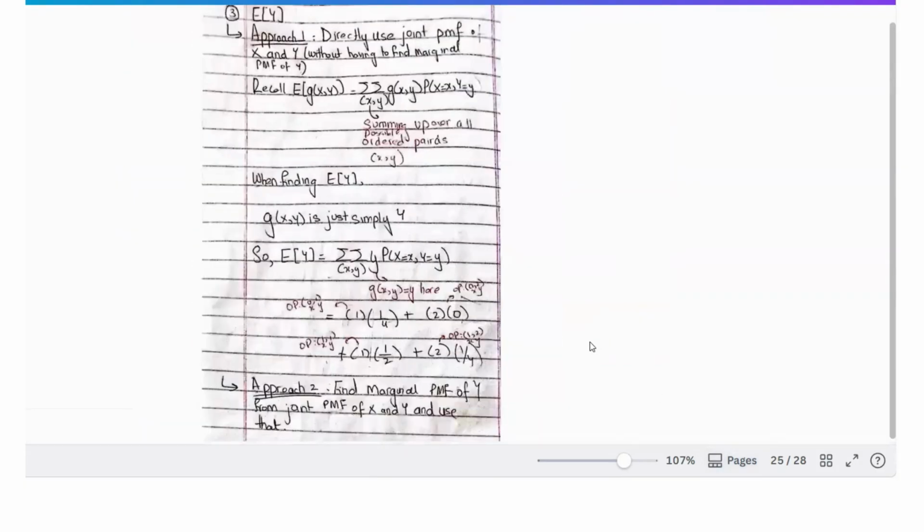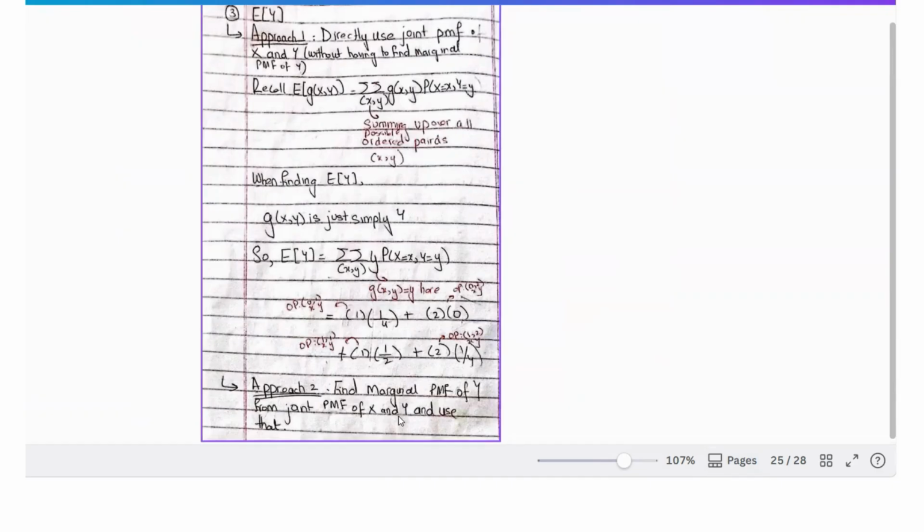Here we looked at how we can find the expected value of Y directly using the joint PMF without having to find the marginal PMF of Y. Another way to go about finding the expected value of Y is to first find the marginal PMF of Y from the joint PMF of X and Y and use that.